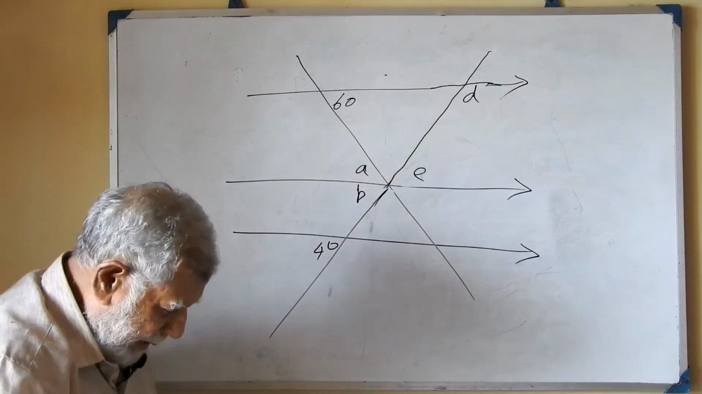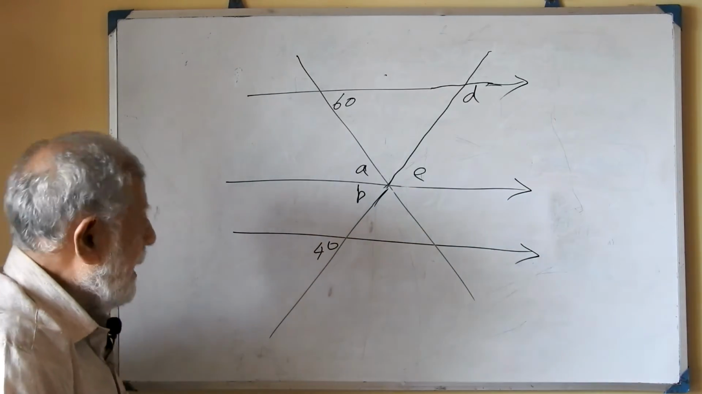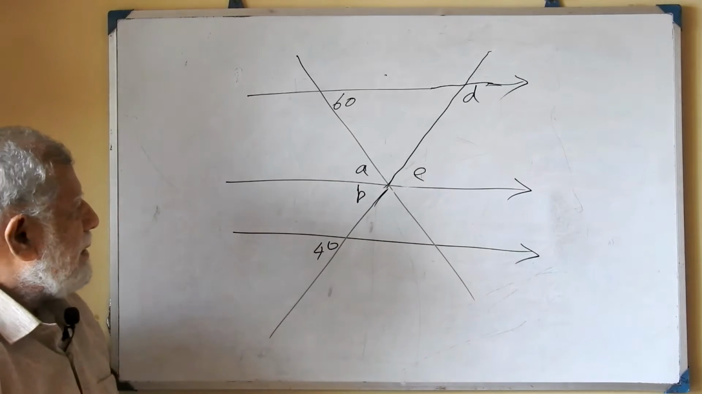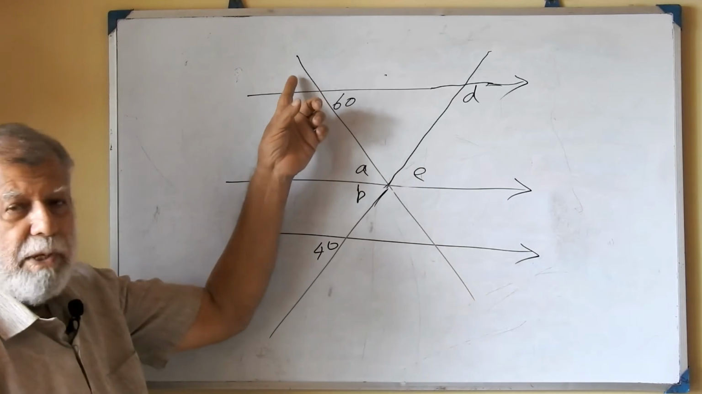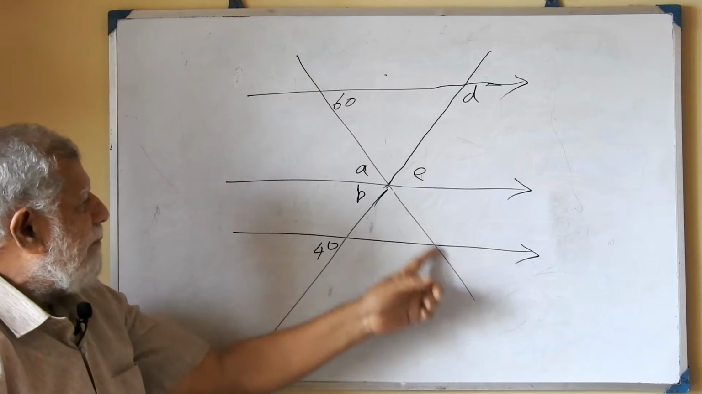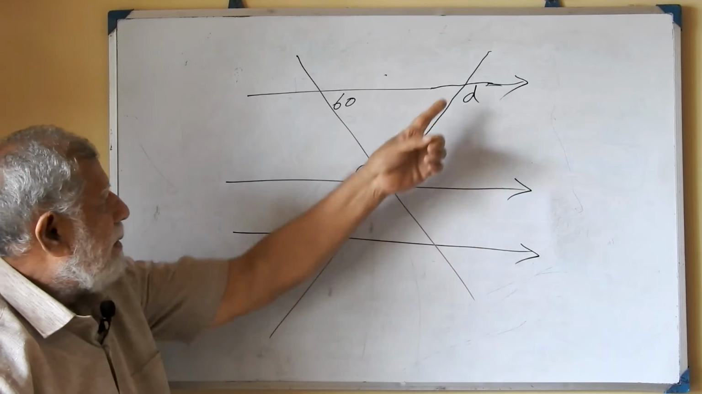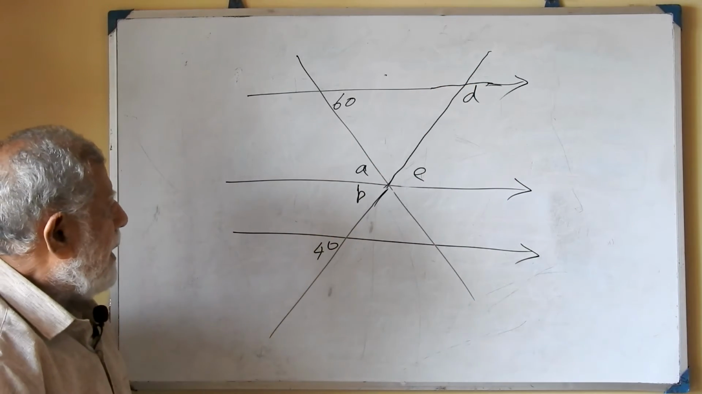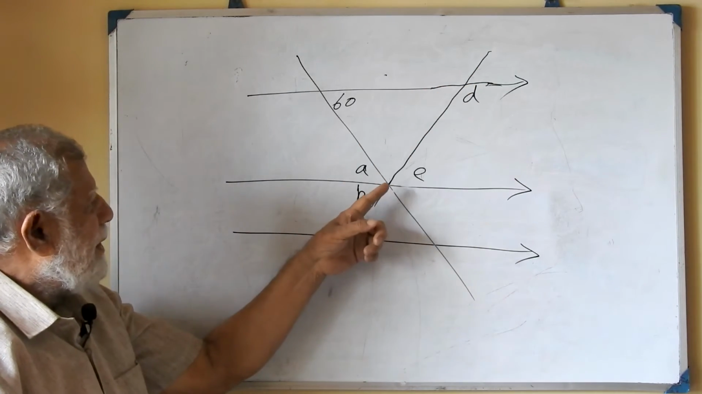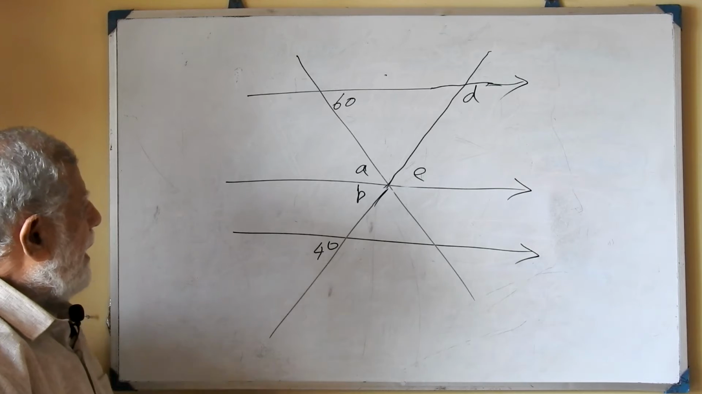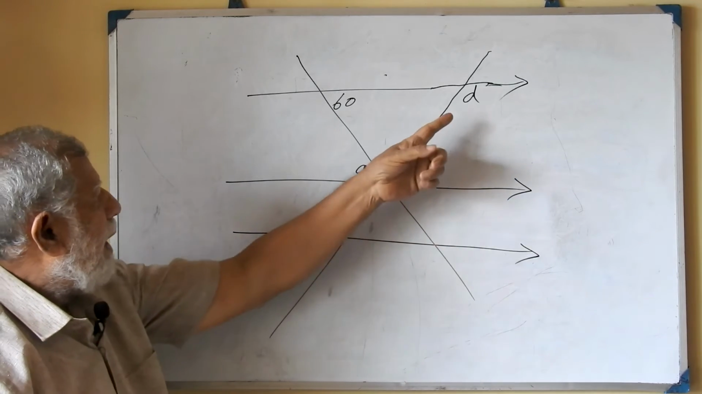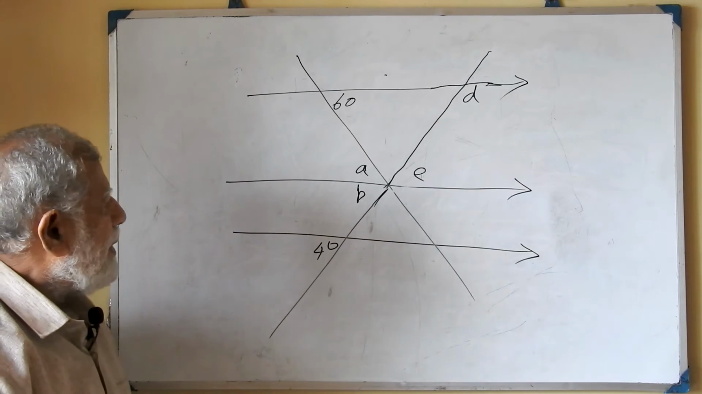Look children, this is another example on parallel lines. Now we have three parallel lines, and this line is called a transversal. This is also another transversal. These two transversals are cutting at this point here. Now we have A, B, E and D. We have to find the values of those angles.